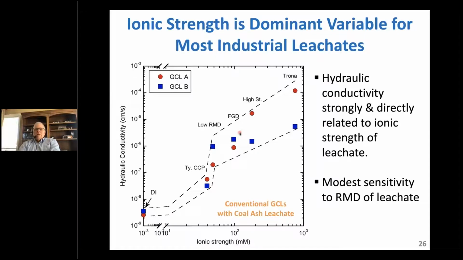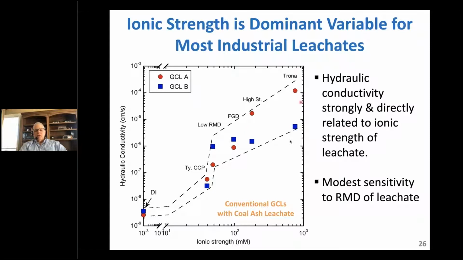But that's not always the case for other liquids, those ones in the upper right-hand corner. And when we look at industrial liquids, the ionic strength tends to be the predominant variable. And this is some examples for coal ash leachates with two different GCLs in a study we conducted for Electric Power Research Institute several years back. The thing that we see with industrial leachates is that we can get a wide range of hydraulic conductivities depending on the ionic strength of the leachate.